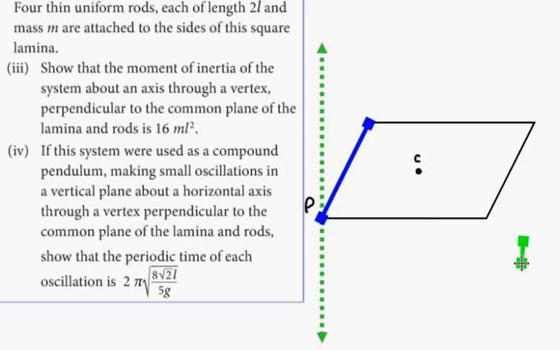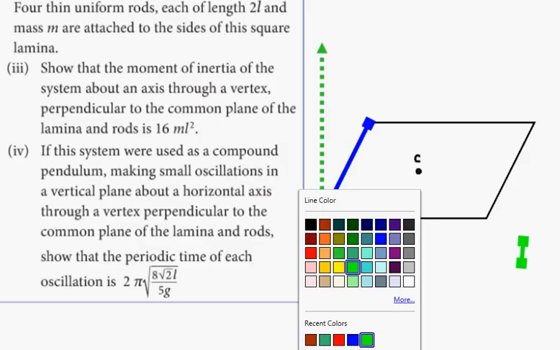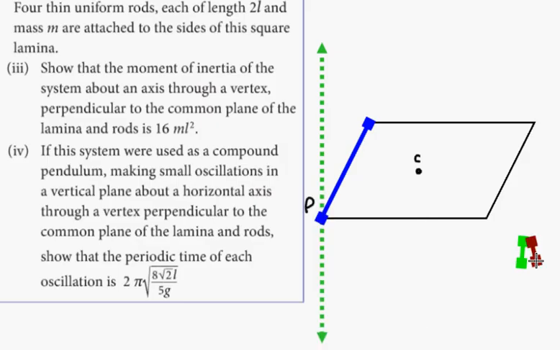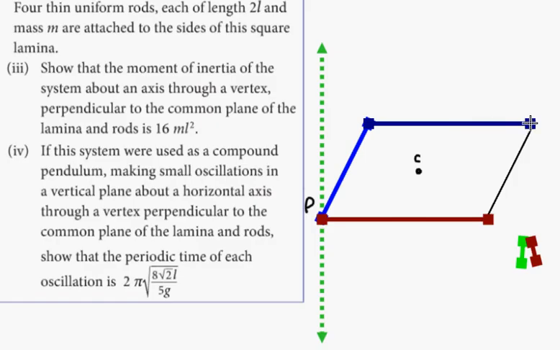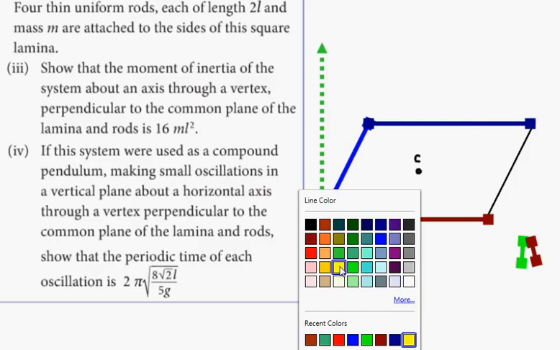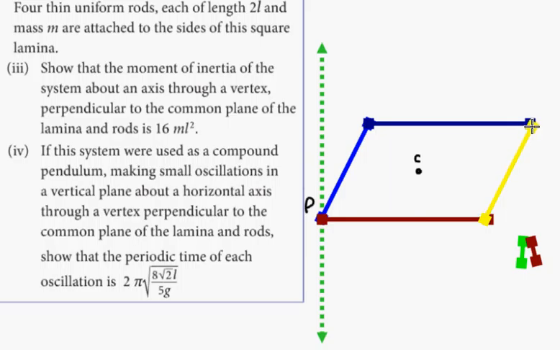Oh, sorry, not green. Brown rod. You then have this one, purple rod, or darker blue rod, and finally the yellow rod. Okay, so the 4 rods are in a square around the system. Everybody happy enough with that?